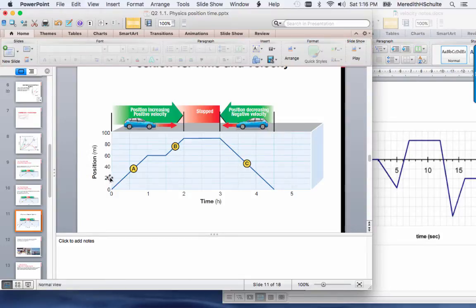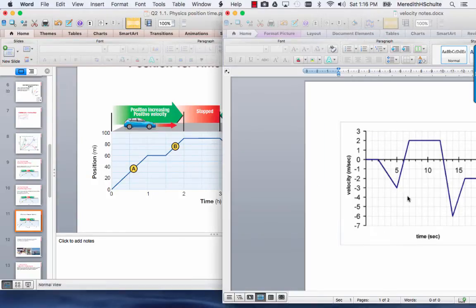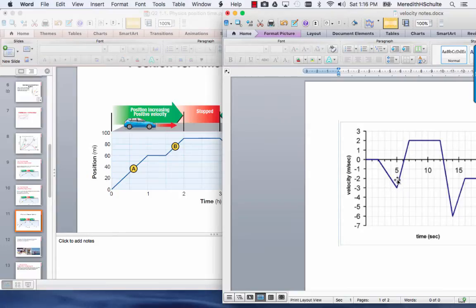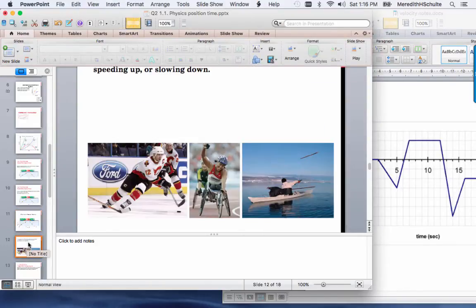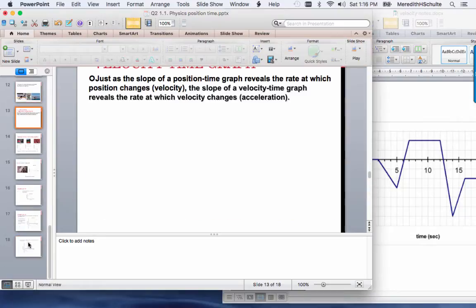Not back in time on the graph. This would be a separate thing, but negative velocity, he is going back towards position 0. On here, a negative velocity is going to be anything below the line. You are going back towards position 0.